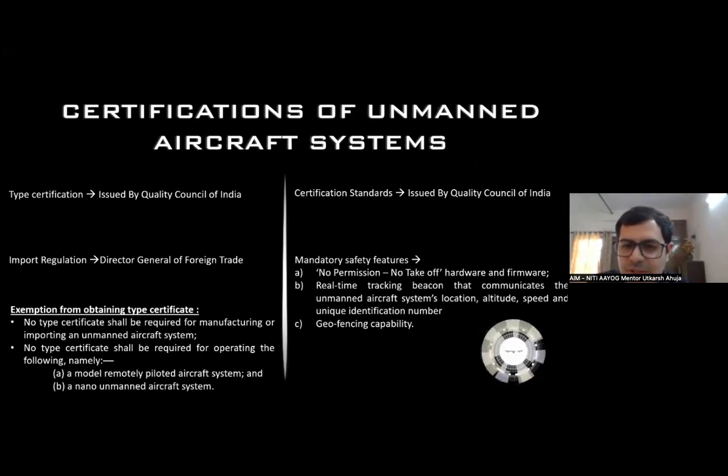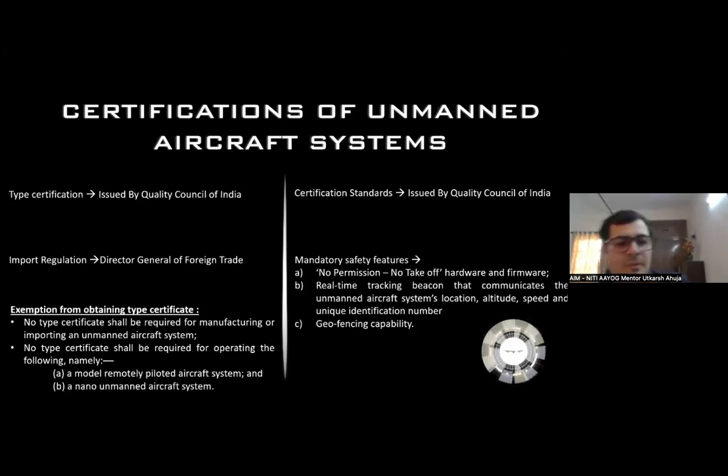And there are mandatory safety features. So no permission, no takeoff: hardware, firmware, and a real-time tracking beacon that communicates the unmanned aircraft system's location, altitude, speed, and a unique identification number. Then there is geofencing capability. All of these are required when you fly your drone. It does not matter if you're a startup or something else; if you are flying a drone, these mandatory safety features have to be there, even for a student of ATL.